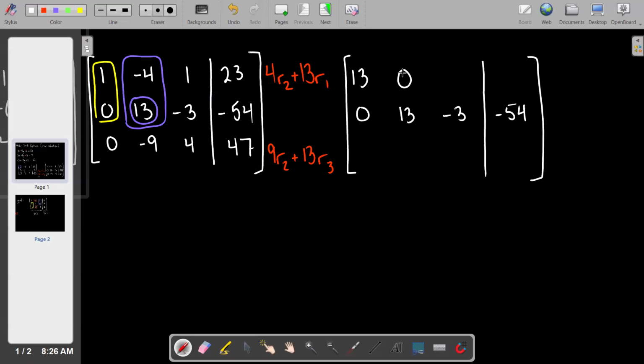Back we are. 4 middles plus 13 tops. What's 4 times -3? Don't say 12. Stuff like that will kill us. It is -12. And what's 13 times 1? 13. And what's -12 plus 13? It's 1.